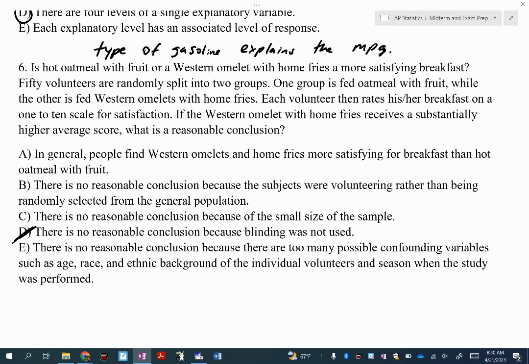Which one did you say? E? It is not E. You can make a conclusion. I agree with A. Here, I will say a caveat for A.